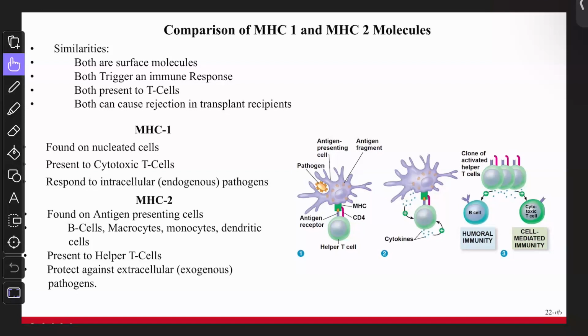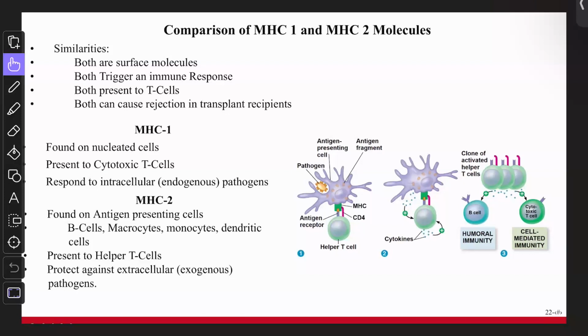MHC1 molecules are found on cells that are presenting an antigen to a cytotoxic T cell. What kind of antigen do I have to be dealing with in this case? Cytotoxic T cell. Extracellular or intracellular? Intracellular, okay? They're going to respond to intracellular pathogens, right?